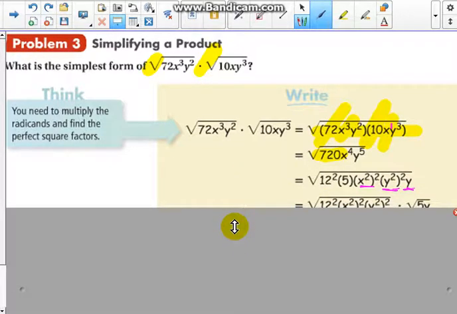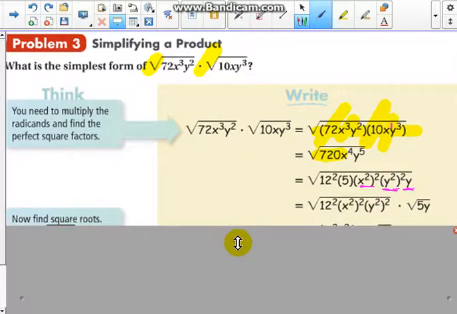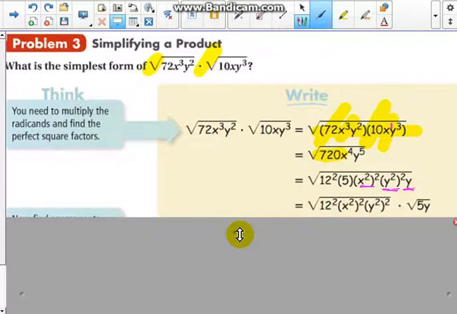So now we want to put all of our squares together. So we've got our 12 squared, x squared squared, and our y squared squared. And we're just left with our 5y. So the 5y goes over here, and all the squares come over here.